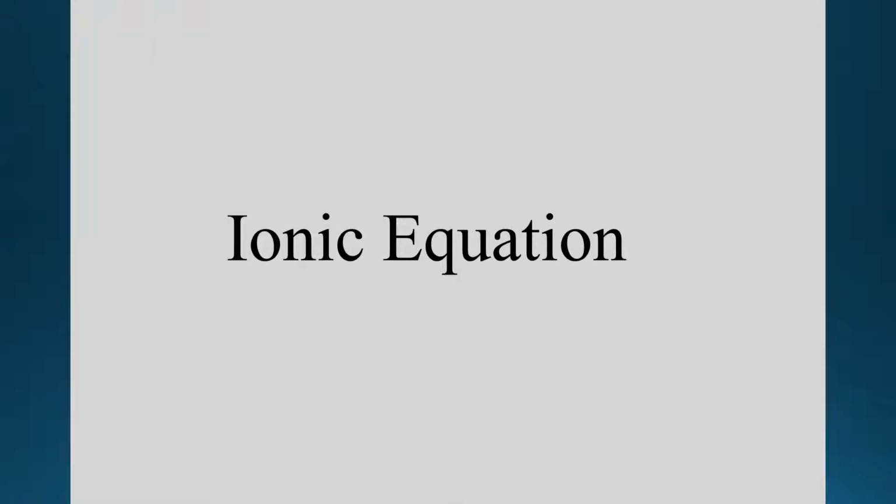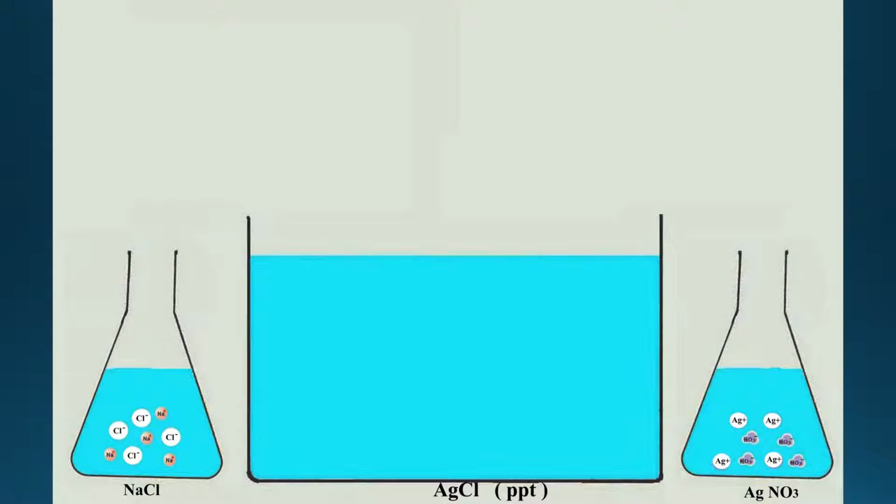Ionic equation. In ionic equation, if I put NaCl and AgNO3, you will find something will clump together. This clump together, AgCl, we call it precipitation.